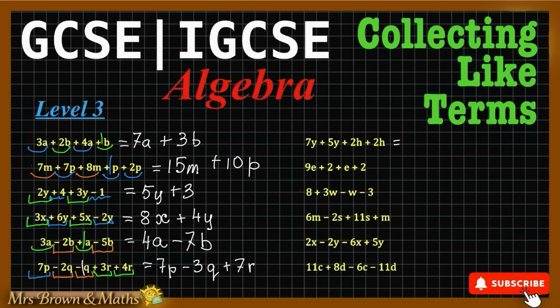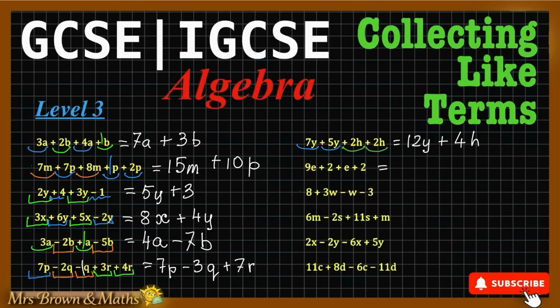Second column. 7y plus 5y plus 2h plus 2h. 7y plus 5y is 12y. Now let's move to h terms. 2h plus 2h give me 4h.